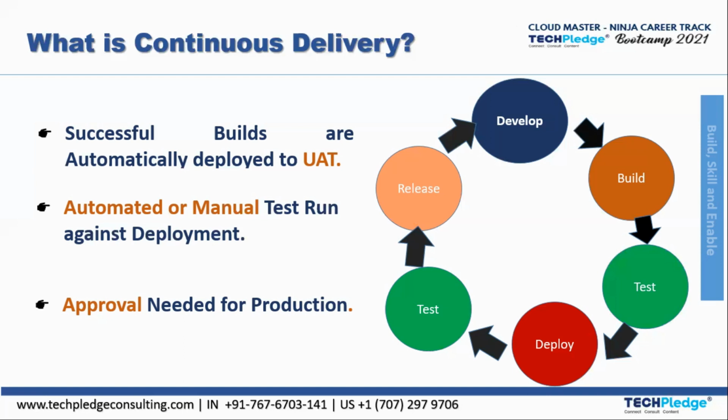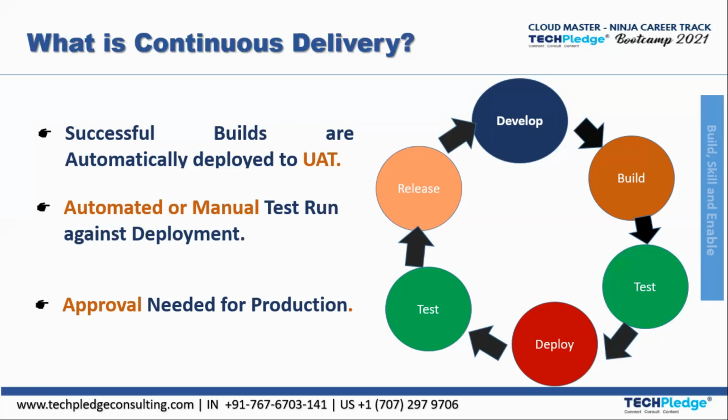So moving further with continuous delivery, as we saw, it is the practice of making every change to your source code ready for production. Everything that we go through, develop, build, test, deploy, and when the builds are successful, it goes for an automatic deployment to your UAT. Then when your deployment is done, the verification or testing will be done, automated or manual, and upon the successful approval of that, it will be released into your production.